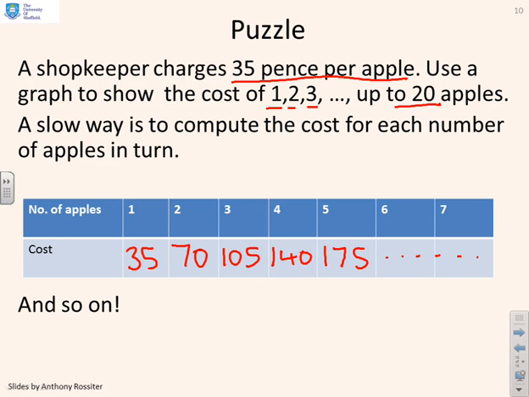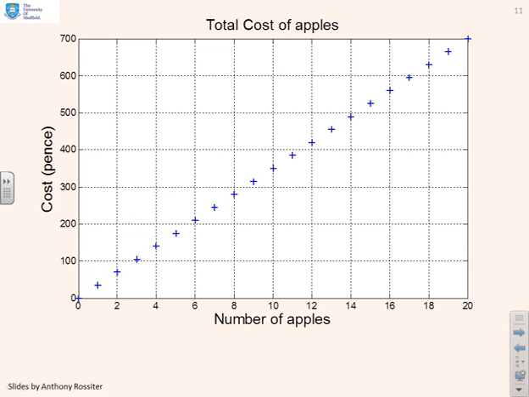And you see, I'm soon getting bored going all the way up to 20 apples, and especially if I owned a veg shop and I had to do this for every single thing that I was selling. Okay, I could then draw a diagram like this. You'll see I've marked all the different values, so you can see if I had 2 apples, the cost was 70.